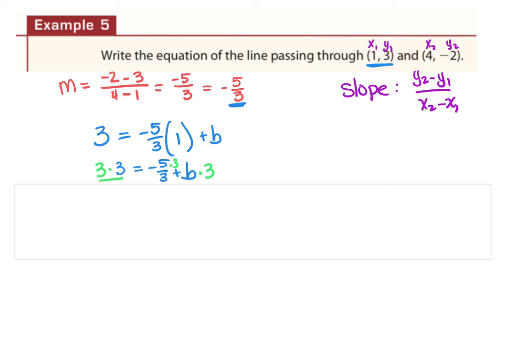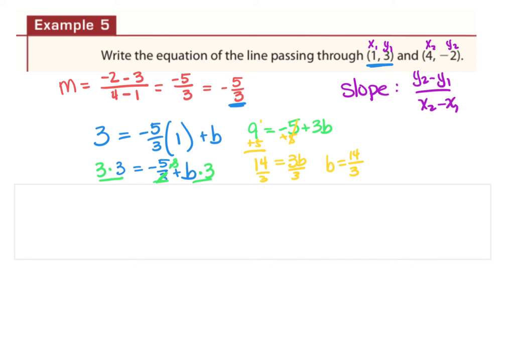On the left, I have 3 times 3, which is 9. When I multiply this fraction by 3, I really just get rid of the denominator altogether. So I have negative 5 plus 3 times b is just 3b, right? Add my 5 over. So I have to add this over. All right. 9 plus 5 is 14 equals 3b. And when I divide by 3, I get b equals 14/3. I can't reduce it. I have b equals 14/3.